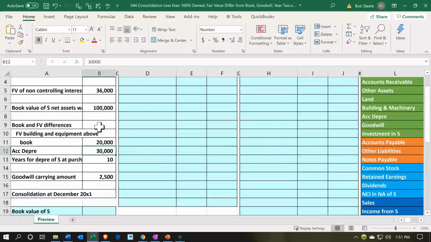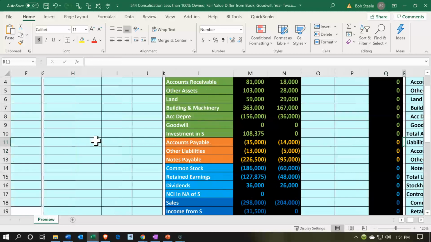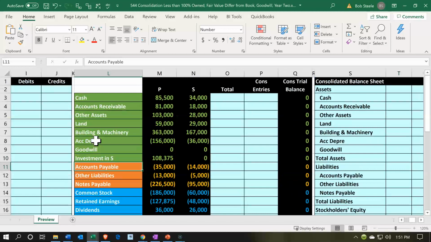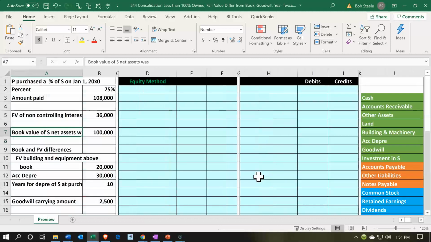Book value and fair value differences. Fair value of building and equipment above book was 20,000. In other words, if we took a look at the building and equipment over here, not now, but as of the time of consolidation 2 years ago, January X0, as opposed to December of X1, if we take the building minus the accumulated depreciation at that time, it would have been higher by the 20,000. That, of course, is going to result in us including it in the consolidation, and because it's a depreciable item, it will also result in depreciation.